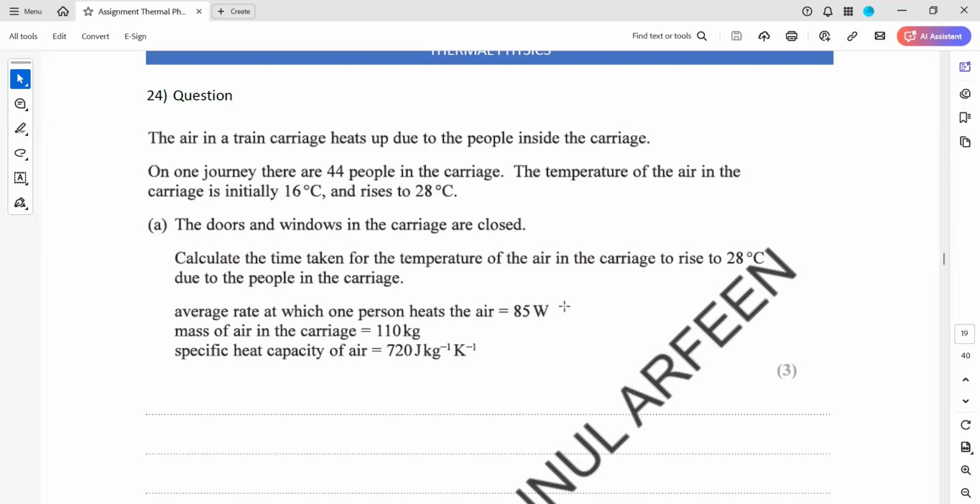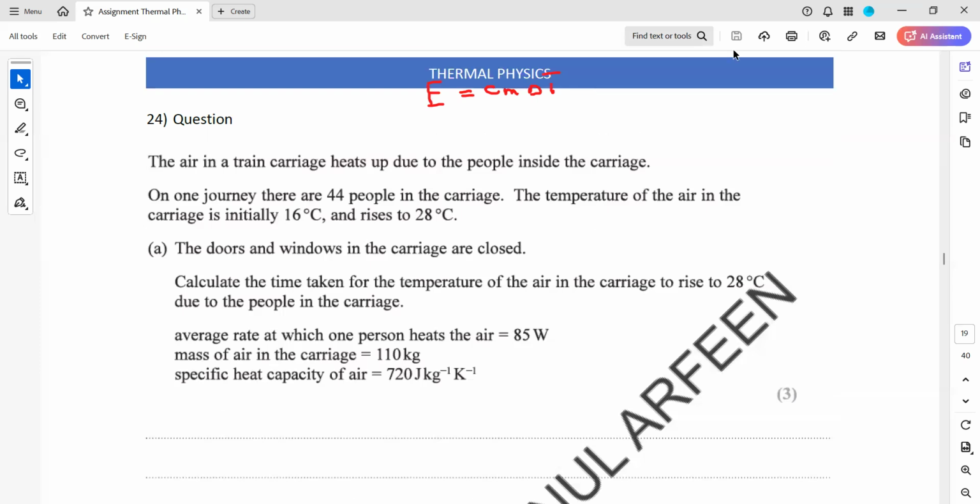Now, whenever you want to work out the energy needed to change the temperature, or here we need the time, but it is related to temperature change. So whenever there's a temperature change, which formula of energy do we use? We use the formula E = cmΔT, where E is the energy absorbed or released, c is the specific heat capacity, m is the mass, and ΔT is the change in temperature. The power is given to us, so first we write E = cmΔT.